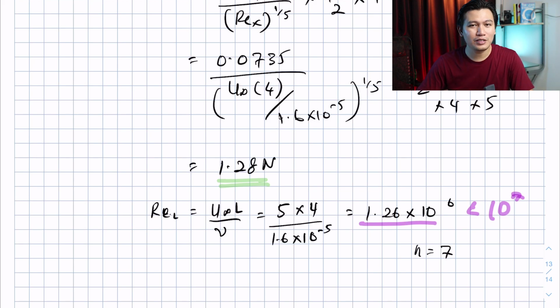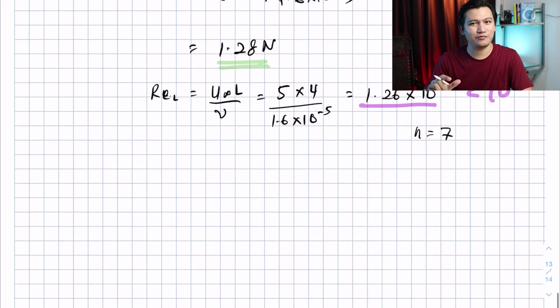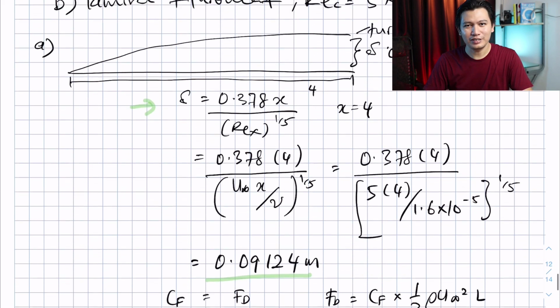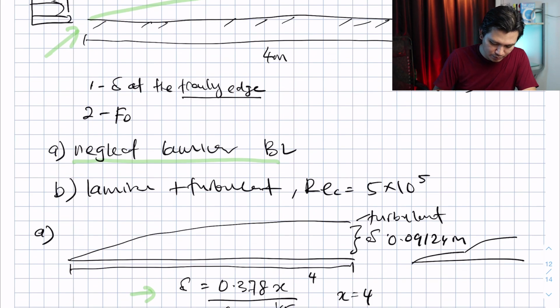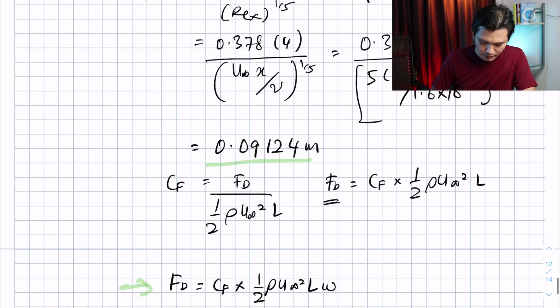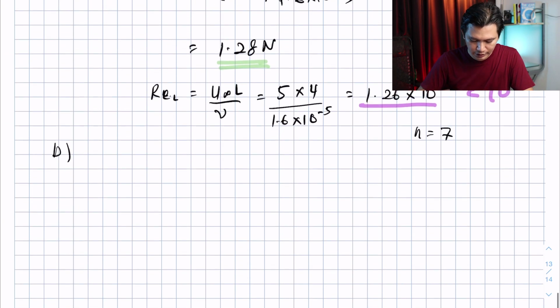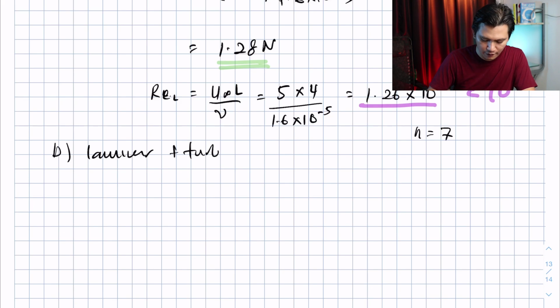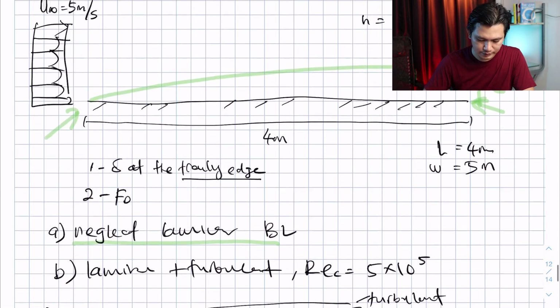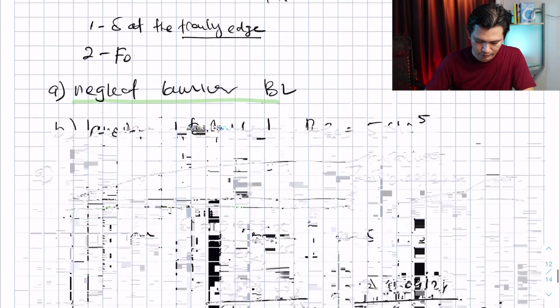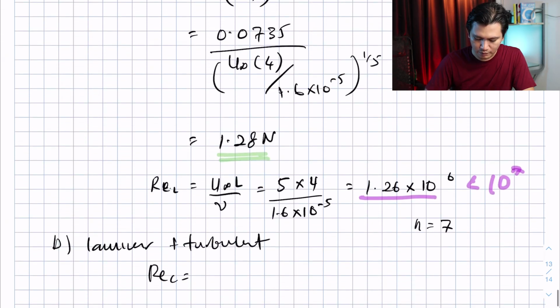If n is equal to 8 or 9, then you're going to have to derive the equation again in order to get proper terms for del and also the drag force. Right, so now we can move on to question B. Okay, so question B is the mix between laminar and turbulent. So here you have laminar plus turbulent, and the critical Reynolds number is 5 times 10 to the power of 5.